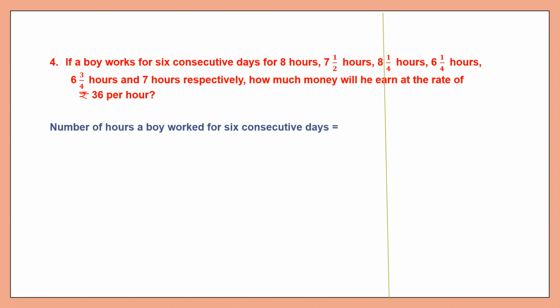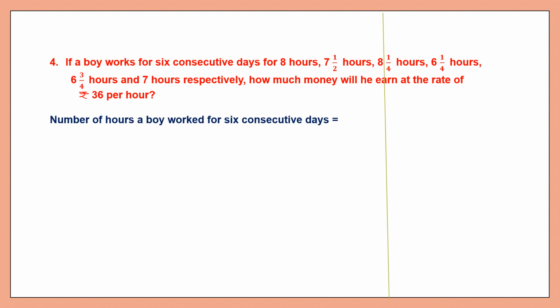So, let's begin. Number of hours a boy worked for 6 consecutive days. That means we need to add up all the hours given to us. So, 8 hours plus 7 1 by 2 plus 8 1 by 4 plus 6 1 by 4 plus 6 3 by 4 plus 7. So we have to add up all these. So let's begin by adding up all that.